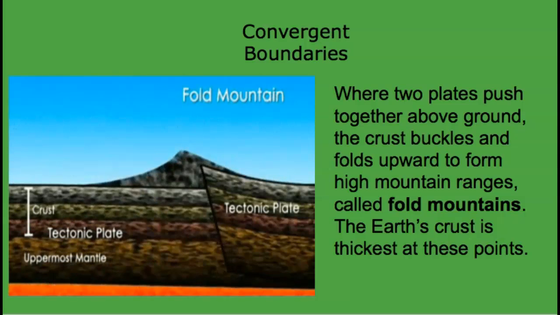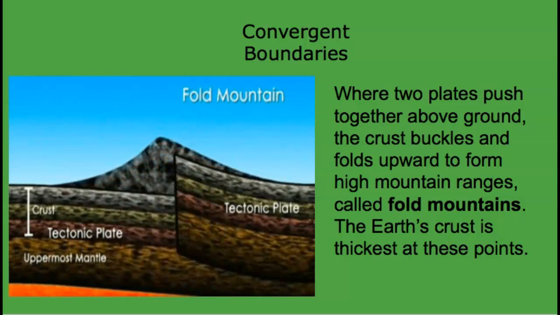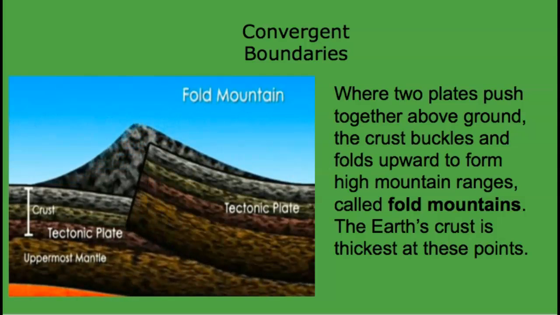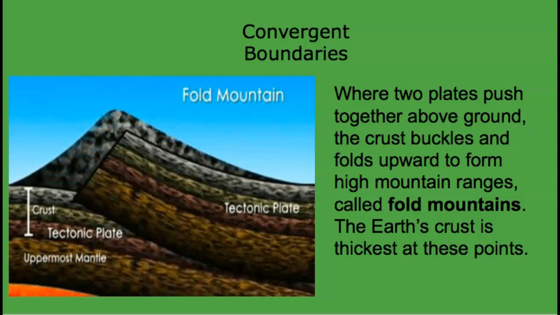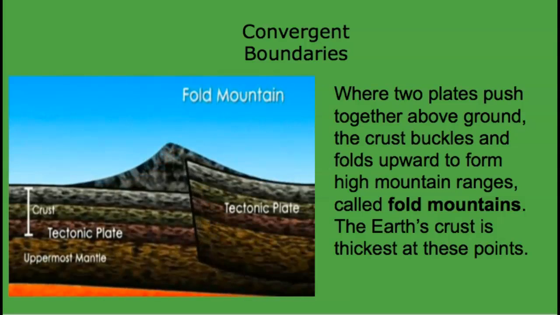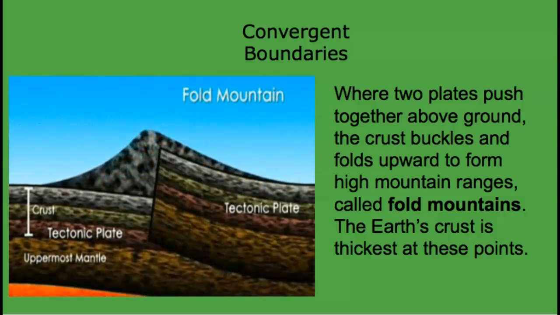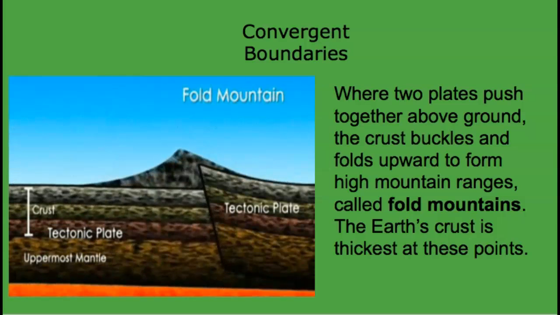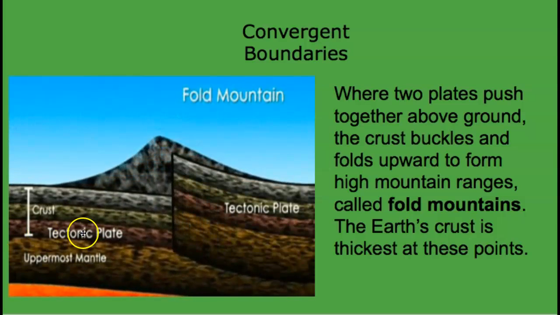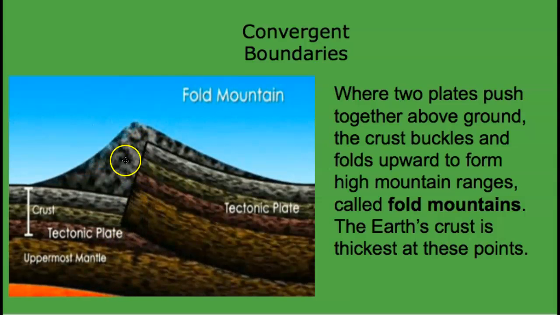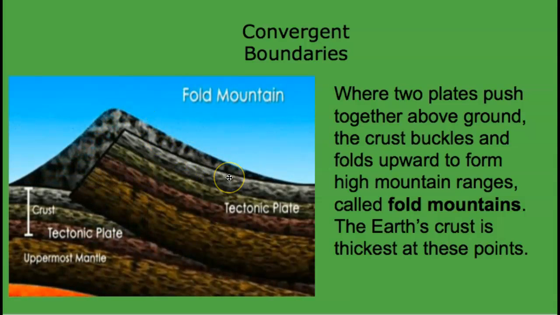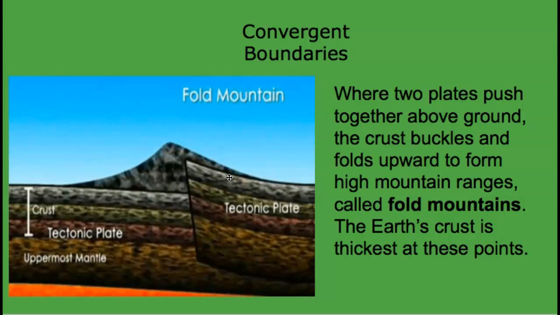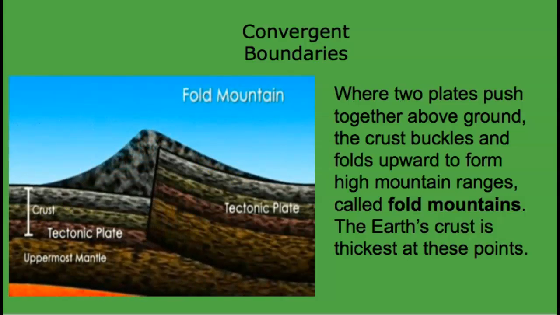Okay, where two plates push together above ground, which happens too, the crust ends up buckling and folds upwards, and it forms high mountain ranges called fold mountains. And the Earth's crust is thickest at these points. So we can see here in this animation that these two plates are pushing against each other, and this whole mountain range is being formed. And the highest mountains on the planet are formed by these fold belt mountains.